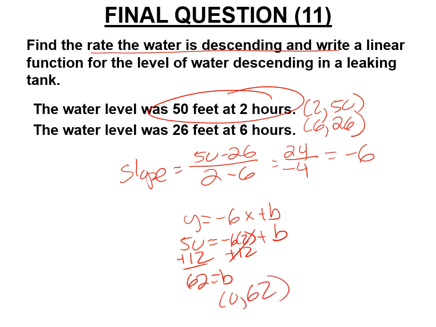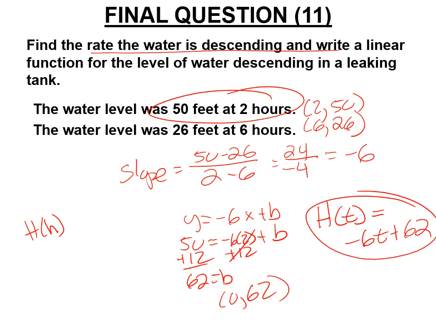And the equation, oh, I didn't say what letters to use. All right, so let's come up with some letters. Let's do height as a function of time. Okay, so if I don't tell you what letters to use, then you may use your own. If you want to do h of h, I have to accept that too. But the key is it's negative 6t plus 62, or in this case, negative 6h plus 62.